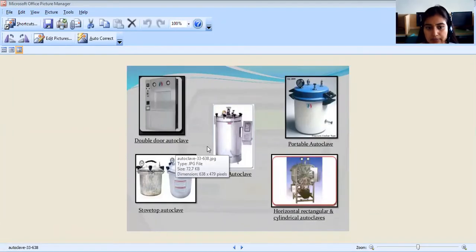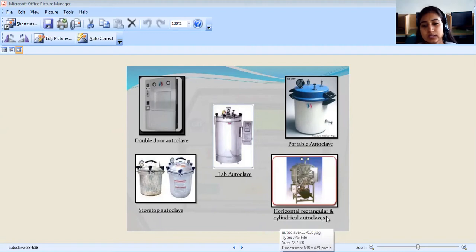Okay. So this shows the different types of autoclave. So double autoclave and lab autoclave, stovetop autoclave, portable autoclave, and fixed horizontal, rectangular, and cylindrical autoclave.